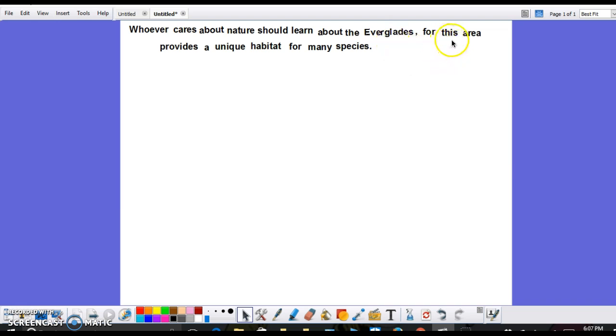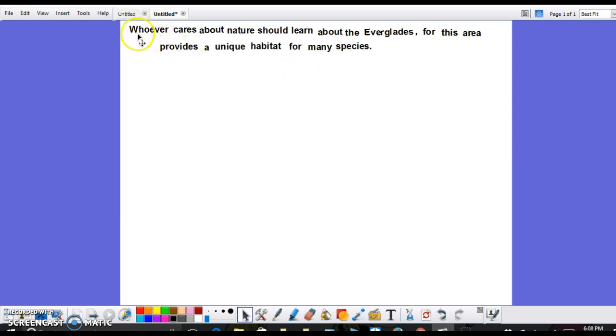And then what about this side? This area provides a unique habitat for many species. Yes. Okay, good. So it fits our test, right? We have a comma and a FANBOY conjunction. The first part can stand alone as a sentence, and the second part can stand alone. It makes sense, right? Yeah.